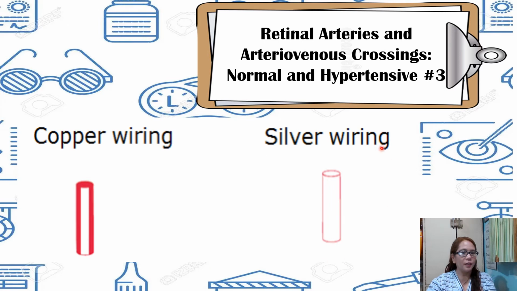Yan. Then, meron tayong tinatawag din na silver wiring na pwedeng makita for the patient who is hypertensive when you put light inside and view it using the ophthalmoscope, diba? There is what we call silver wiring. Occasionally, a portion of a narrowed artery develops such an opaque wall that no blood is visible within it. Siyempre, narrow, so wala makakapasok na blood. Yan.